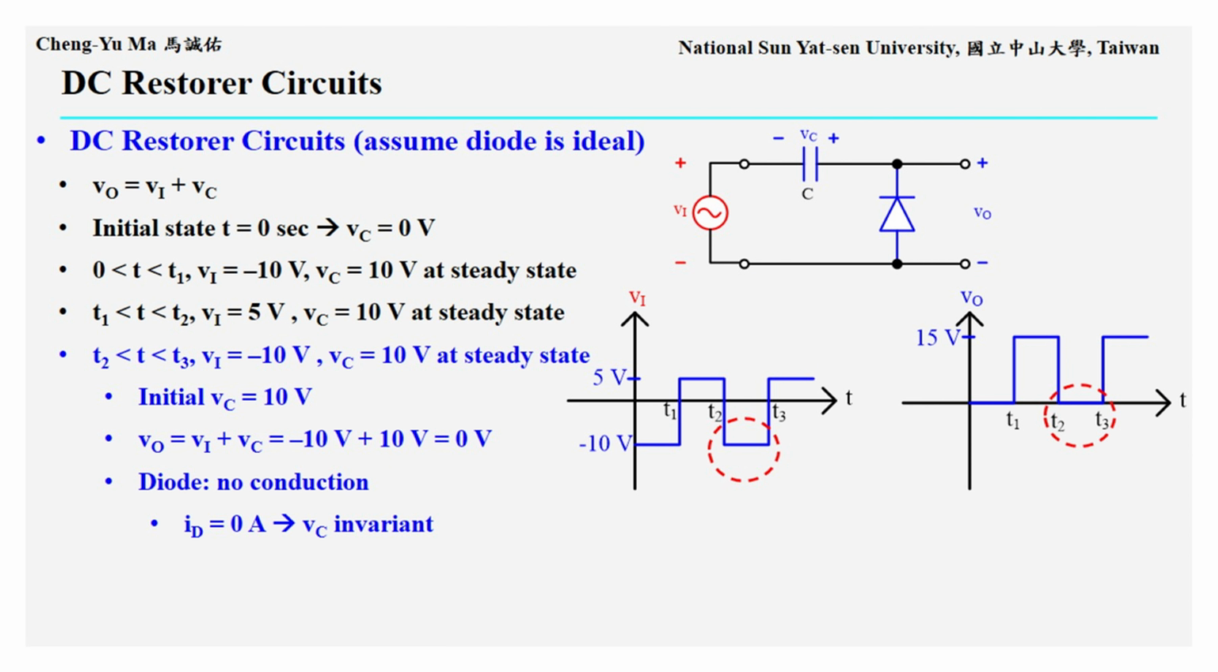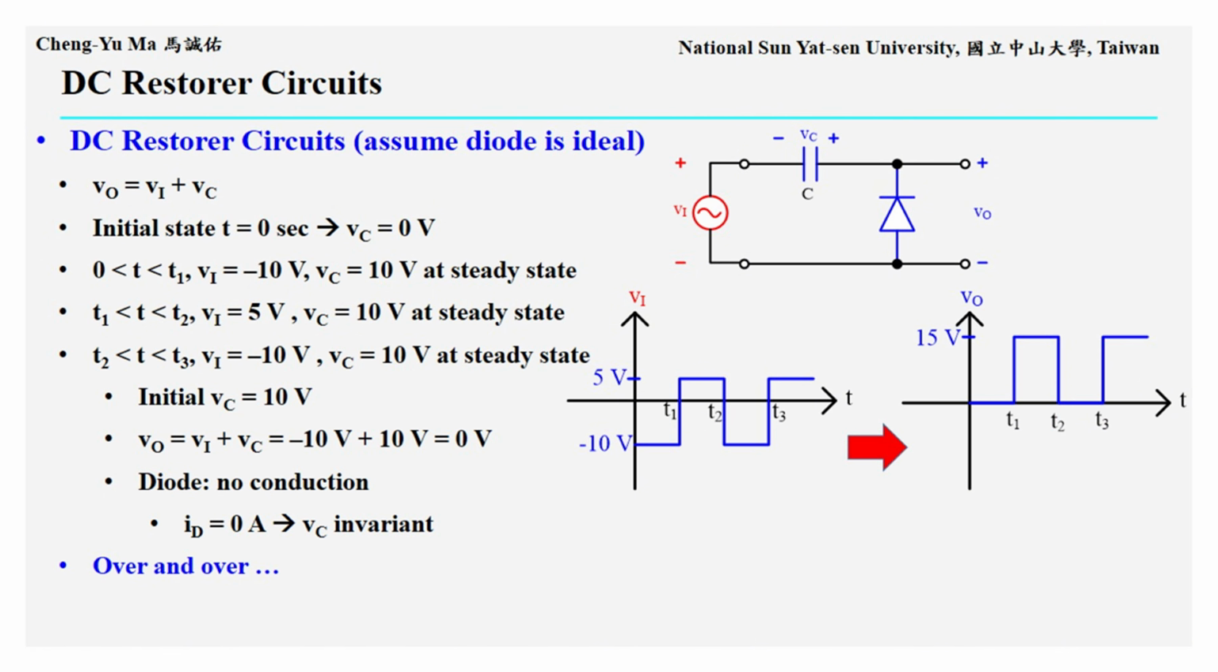Then, during the interval from T2 to T3, the capacitor voltage is still Vc equals 10 volts. When Vi changes back to negative 10 volts, the output voltage immediately becomes VO equals Vi plus Vc, which is negative 10 volts plus 10 volts, equal to 0 volts. The diode is still not forward biased, so it remains non-conducting. Since there is no current path to change the capacitor charge, Vc remains unchanged. Therefore, during the interval from T2 to T3, the output voltage stays at 0 volts.